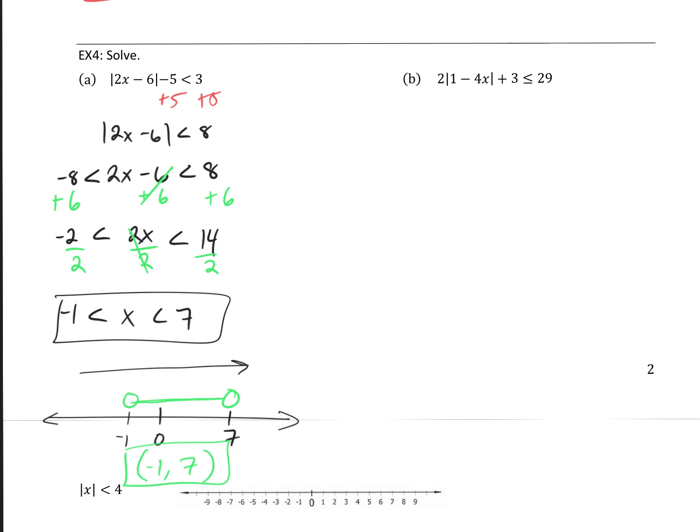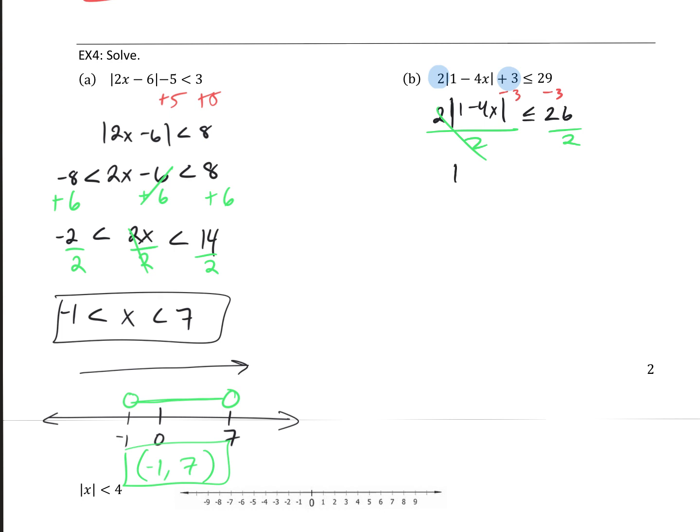Now let's take a look at the next one. Again, we always want to get our absolute value by itself, and right now it's not by itself. What's keeping it from being by itself is that 2 and the 3. So first, I'll go ahead and minus the 3 from both sides. And I get the absolute value is less than 26, but I still have that 2 being multiplied to it. So let's go ahead and divide by 2.